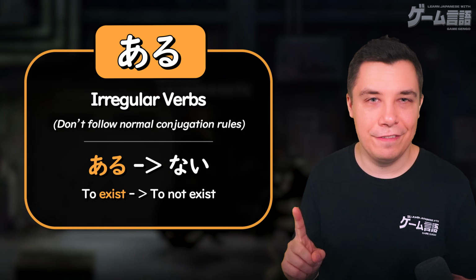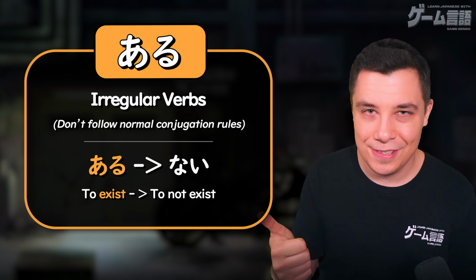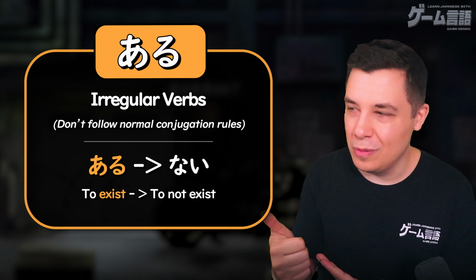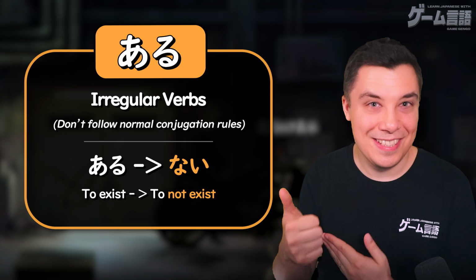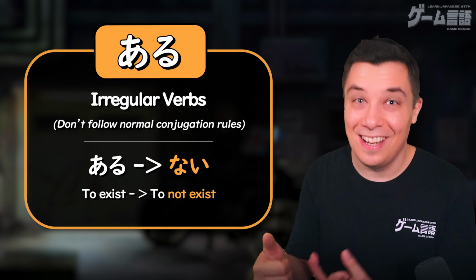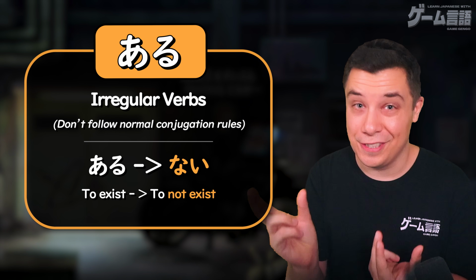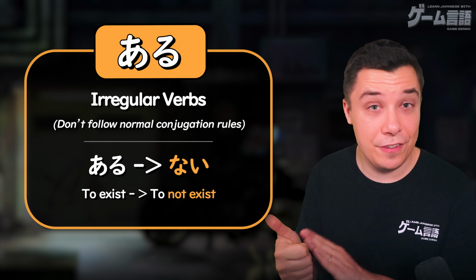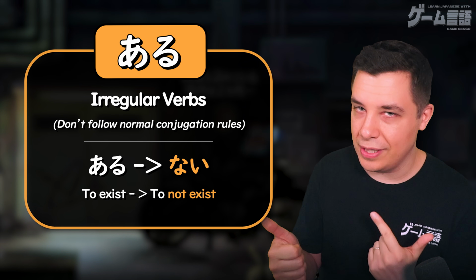The first irregular verb, aru, to exist. If you want to put that into the nai form, it is just nai. As nai is literally to not exist, aru to exist, it's just the opposite form. So this first exception has different conjugation rules to Ichidan and Godan, so just be careful.